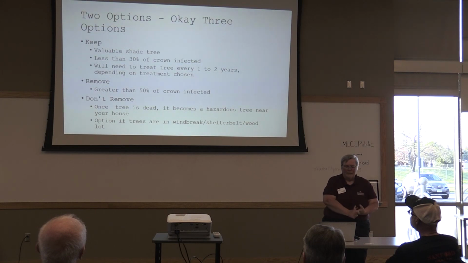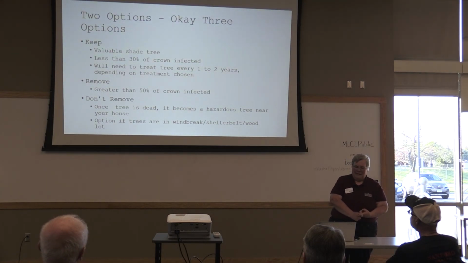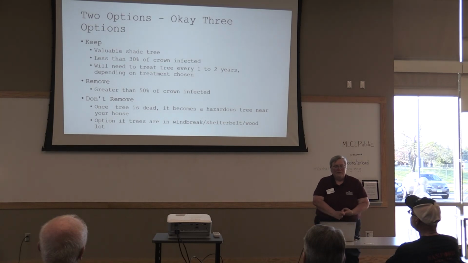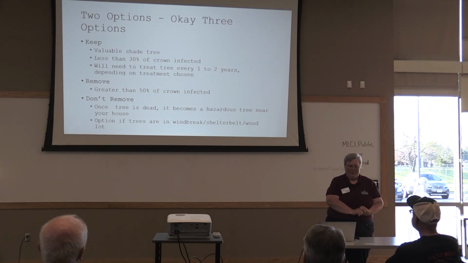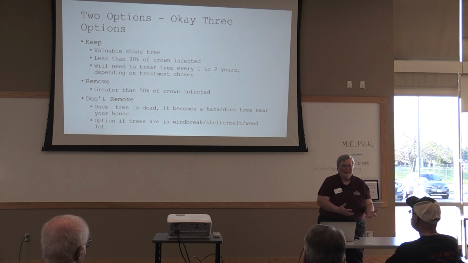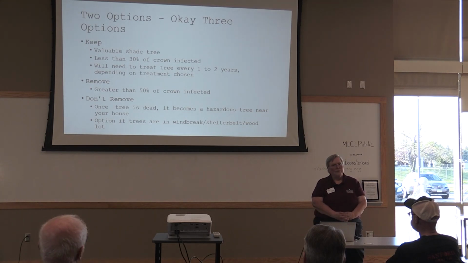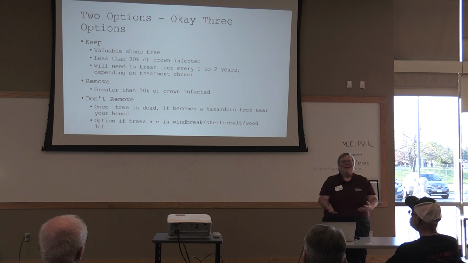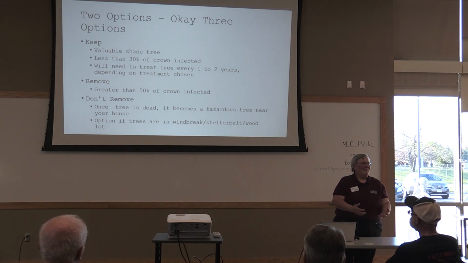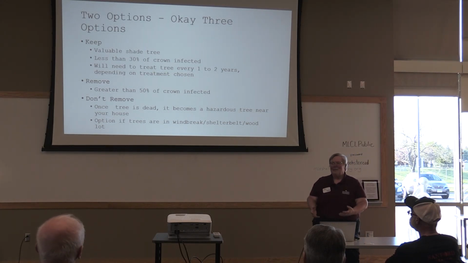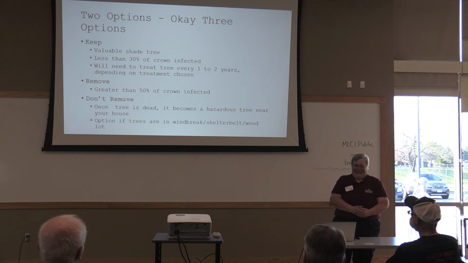If less than 30% of the crown is infected, treat it. You will need to treat that tree every 1 to 2 years, depending on the treatment method you choose. So you are in it for the long haul. That's a consideration you have to make. Remove it if the crown is more than 50% infected. Yes, you could try treating it. It may or may not survive. If it does survive, it's not going to be in really good shape because you've got all these dead branches in there. You might as well just get rid of it and plant something new.